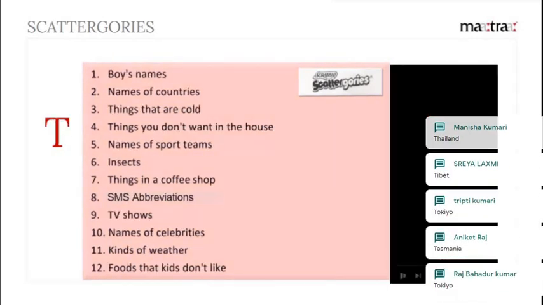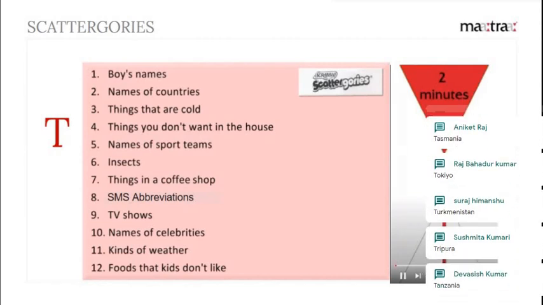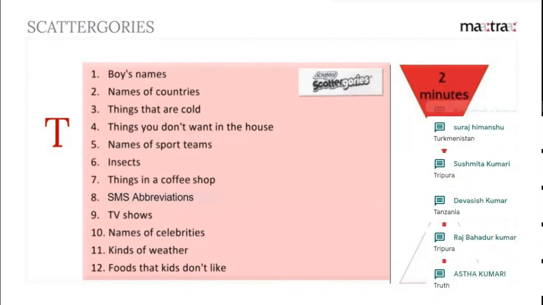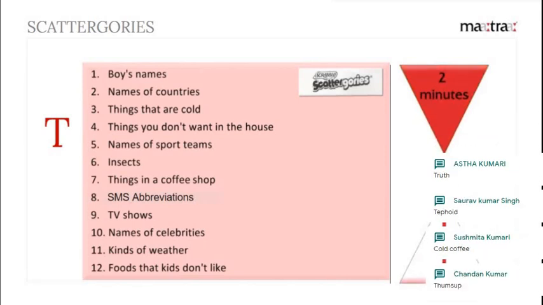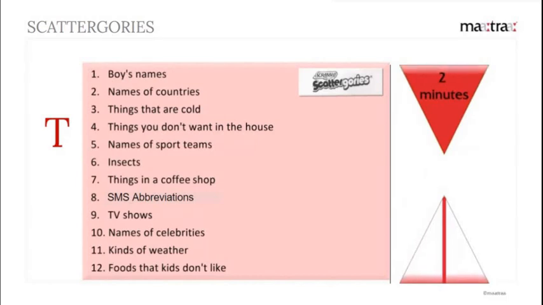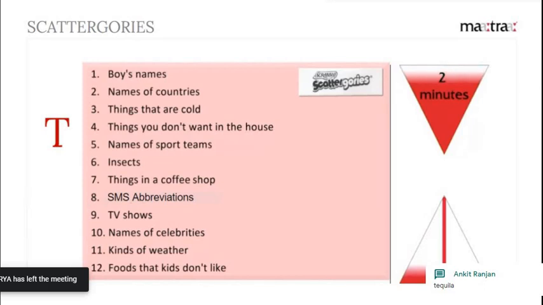Things that are cold. Typhoid. Typhoid is cold. Thumbs up, yes. The truth is cold. That is a strong statement, Asta. That is fantastic. Cold coffee. Cold coffee doesn't start with T, Sushmita. Iced tea or tea, लिख देते तो I would have understood. Tequila, yes, very good. All right, things that you don't want in the house.